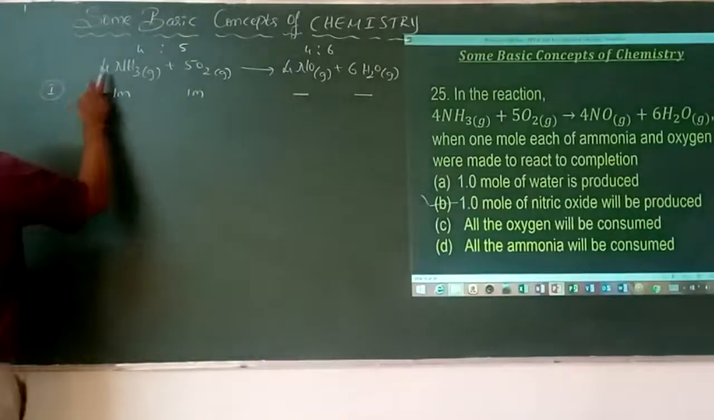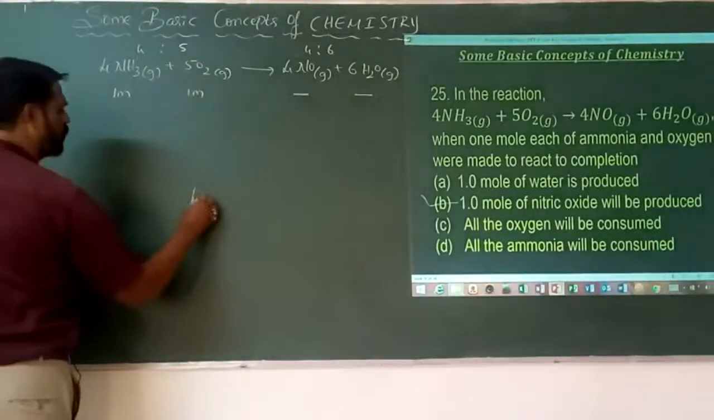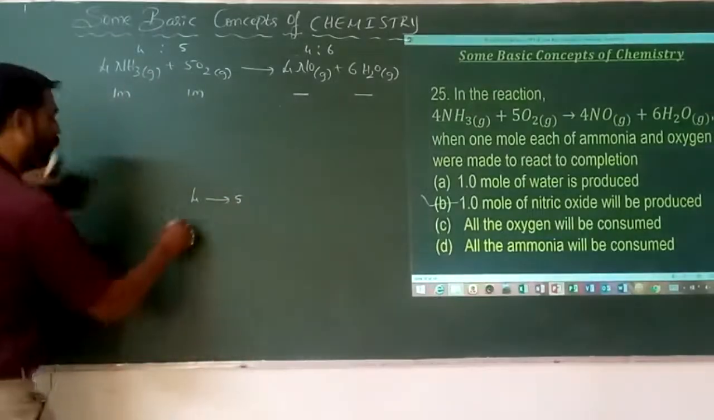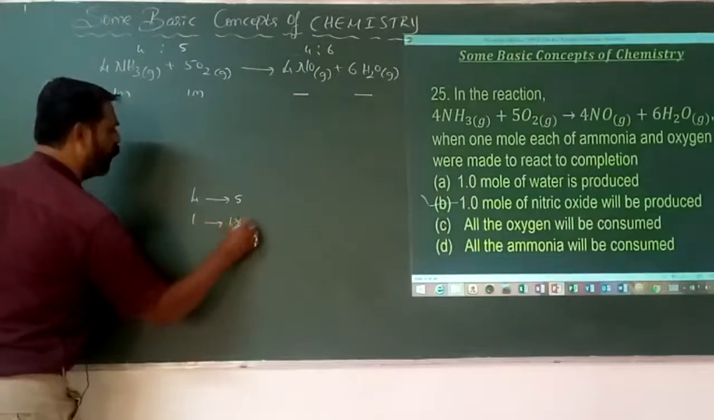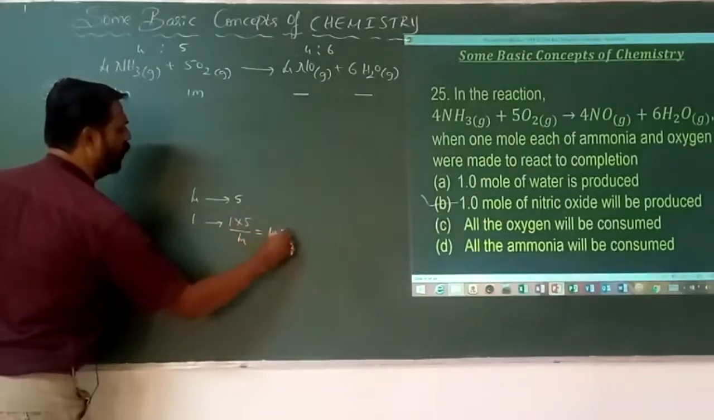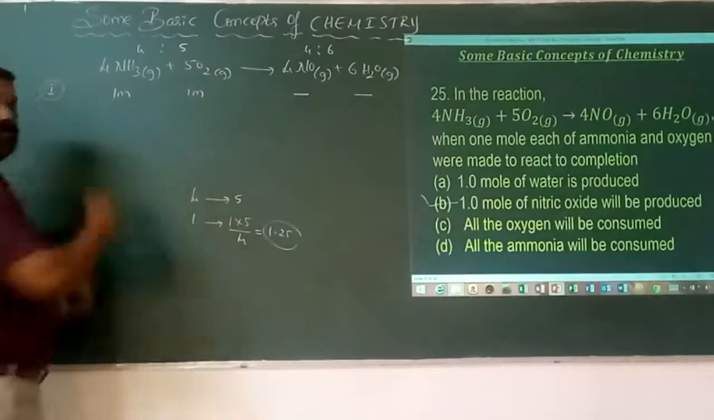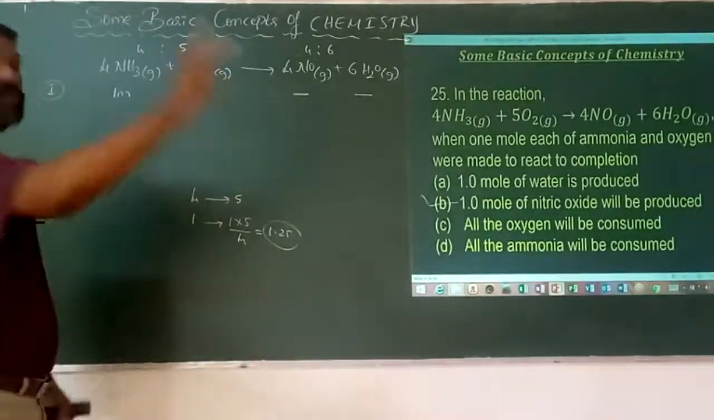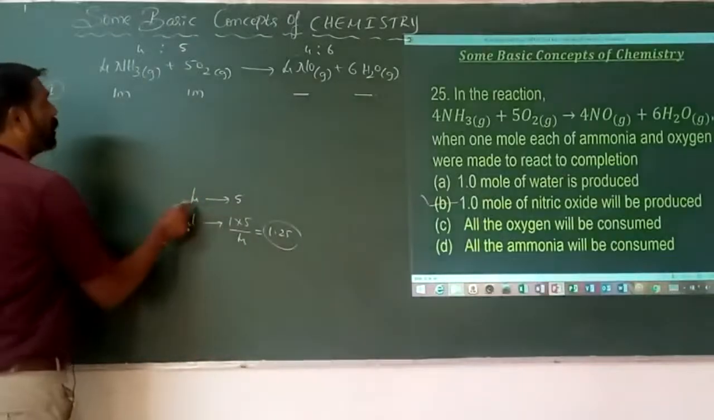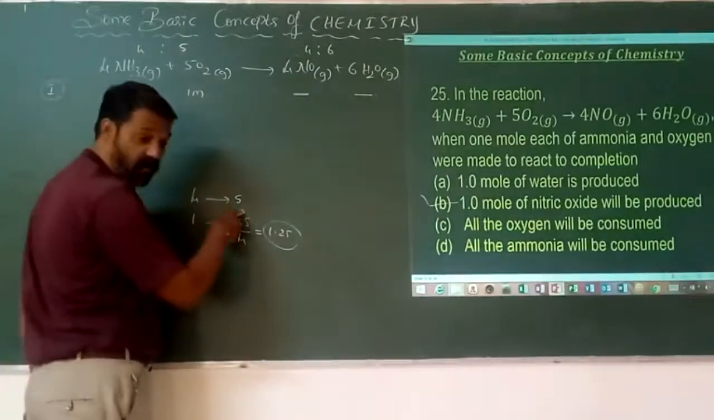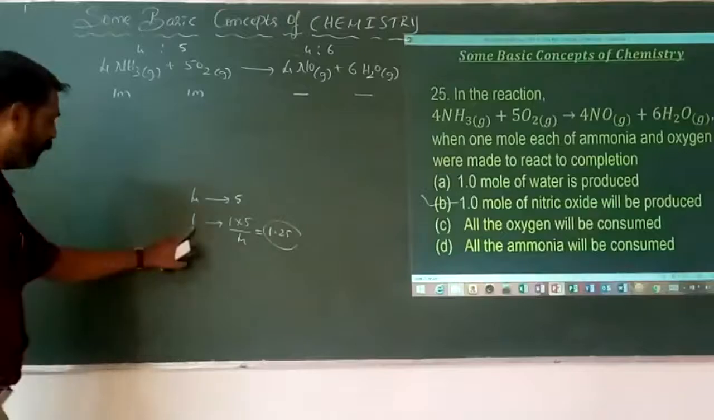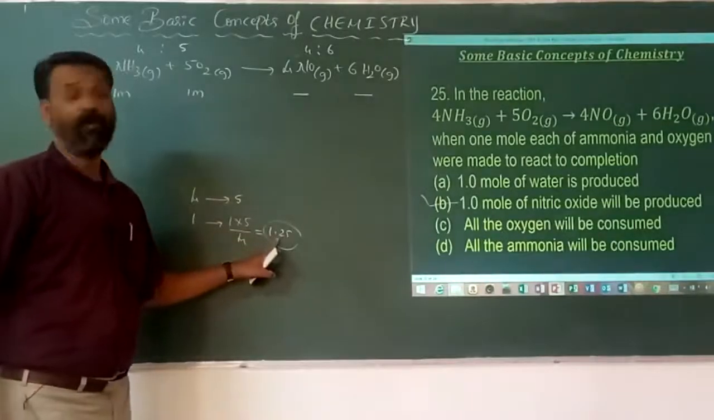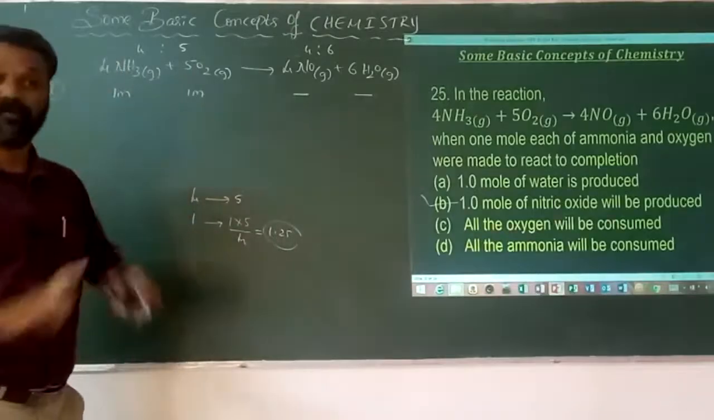Here, 4 moles of ammonia requires 5 moles of oxygen. Therefore, 1 mole refers to 1 into 5 divided by 4, that is equal to 1.25 of oxygen. But how many moles of oxygen have you taken here? Just only 1. Therefore, this is not possible. If 4 moles of ammonia is taken, we have to get 5 moles of oxygen. So 1 mole of ammonia requires at least 1.25 moles of oxygen. Therefore, this is not possible.